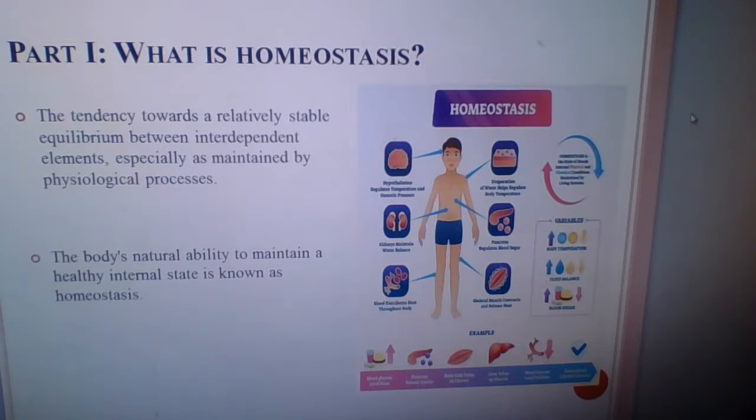The first slide, let's start off knowing what homeostasis is. Homeostasis is the tendency of interdependent elements to maintain a relatively stable equilibrium as maintained by physiological processes. The body's natural ability to maintain a healthy internal state is known as homeostasis.